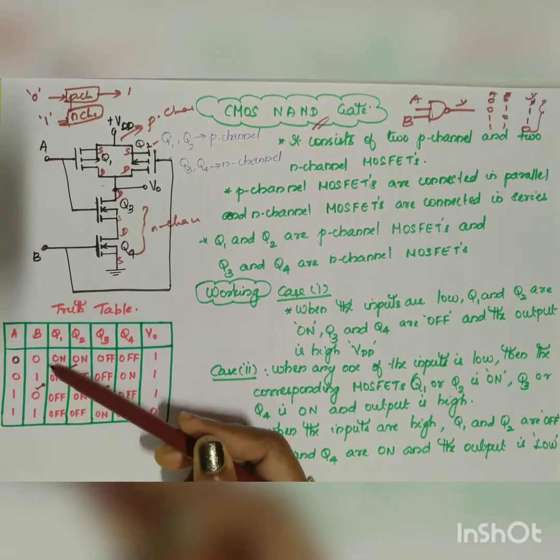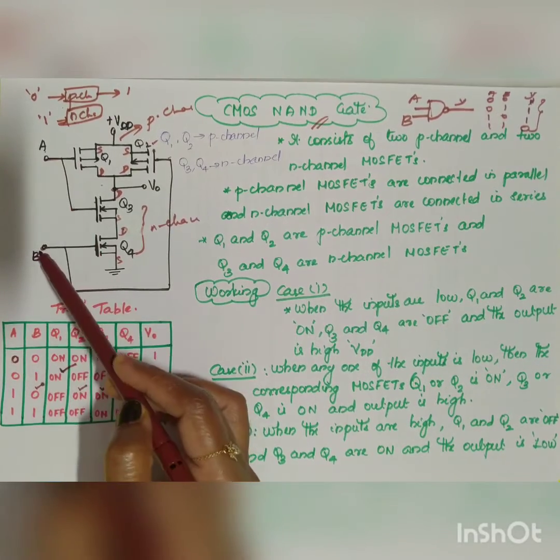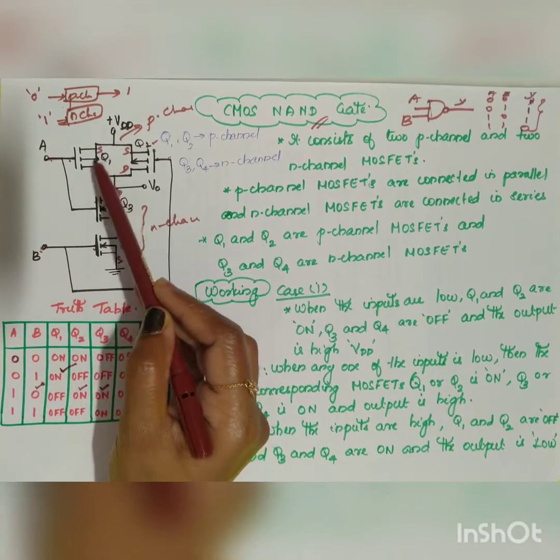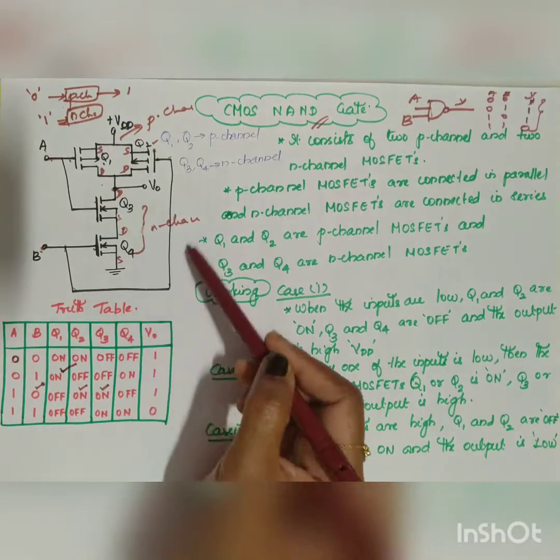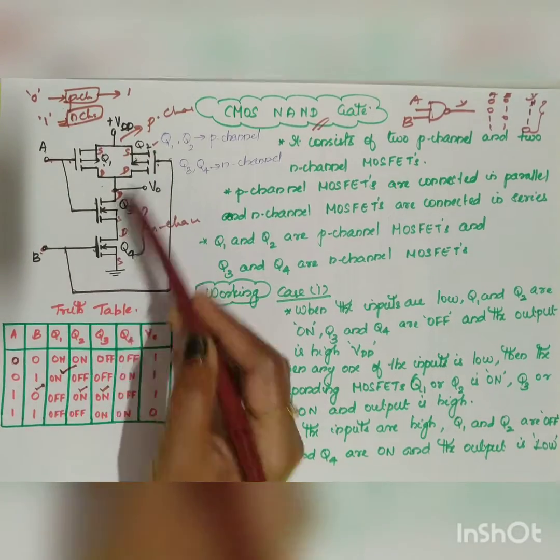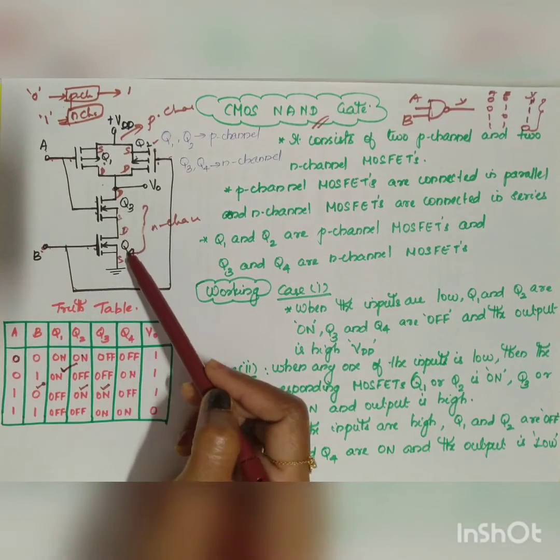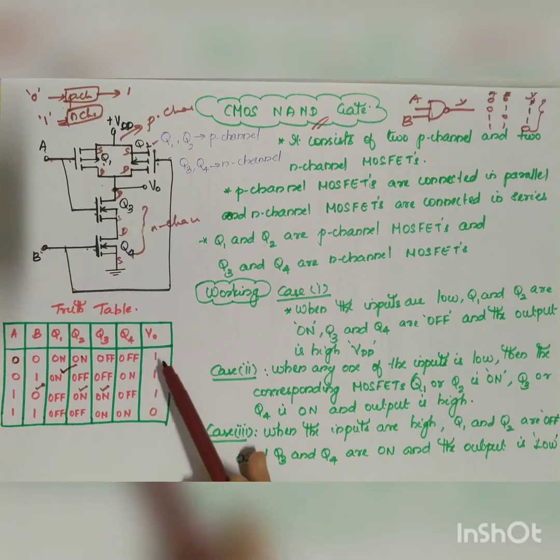Let us take the first case when A and B are equal to 0. Both A is equal to 0, B is also equal to 0. So when A is equal to 0, low, P channel will be on, right? So Q1 will be on. Similarly, B also is equal to 0, so Q2 also will be on. When A is equal to 0 and B is equal to 0, N channel will be off. That is the reason why here you have both in the off condition.